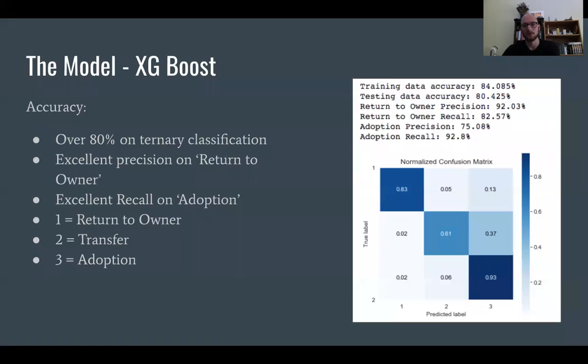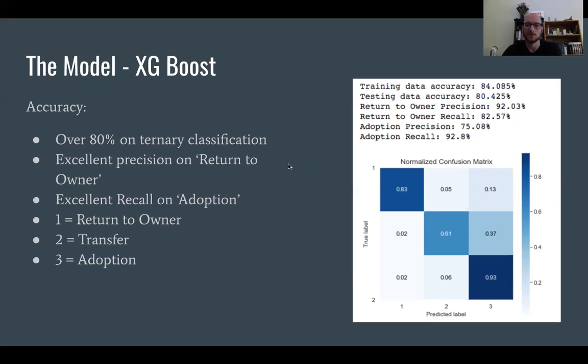So the model that won was XGBoost. This is a strong machine learning algorithm that was developed recently. And it performed with over 80% accuracy on the testing data. And considering a random coin toss would be a 33% accurate model, considering it's a ternary classification test. With three outcomes, 80% is really pretty strong.